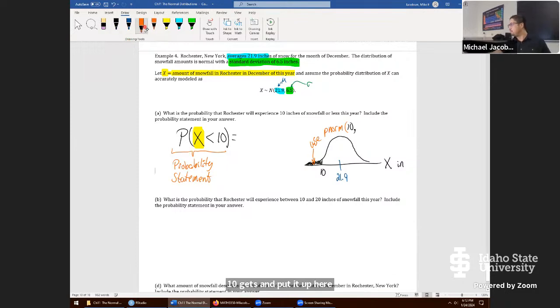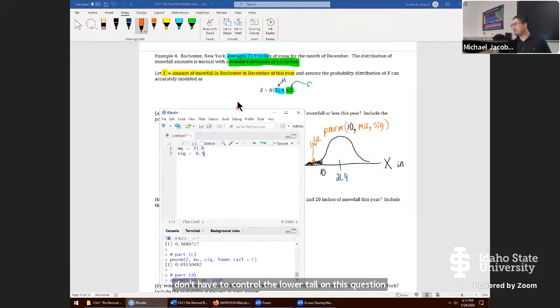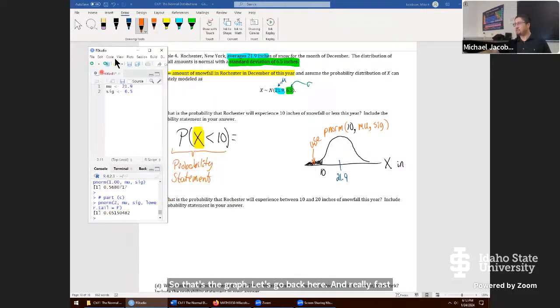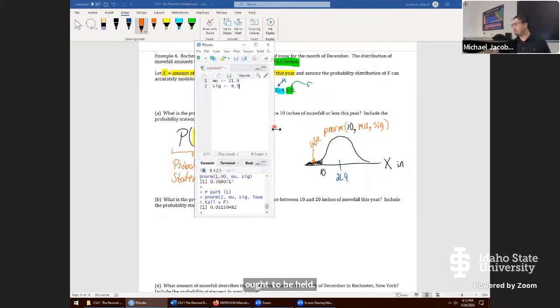Then last inputs are mu and sigma. We're accumulating area to the left, so we don't have to control the lower tail on this question. So that's the graph. Next, come back here. And really fast computation, just need to figure out where our windows ought to go. I'll put it maybe here. Let's focus on the graph and put in the information.